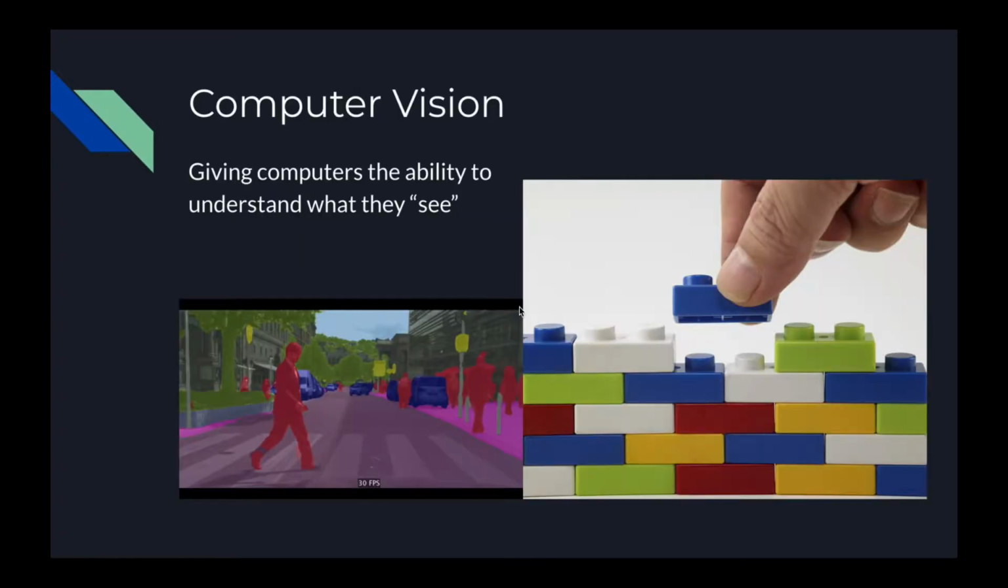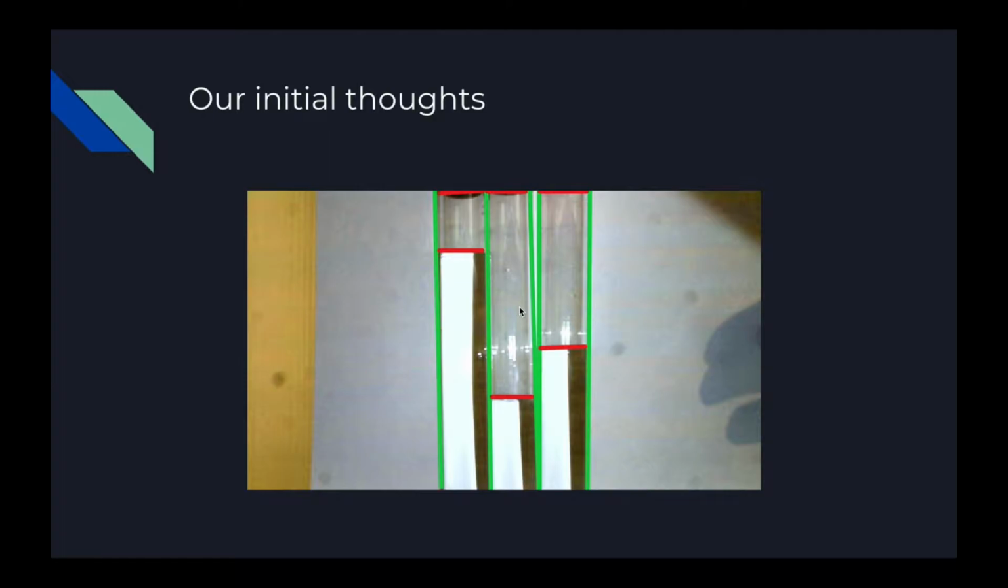So in came computer vision, and this computer vision is giving computers the ability to understand what they see. So given an image, it will convert it to pixels, and from there we can apply mathematics and other procedures to try and figure something out about the image. In our case, how much water is in each test tube.